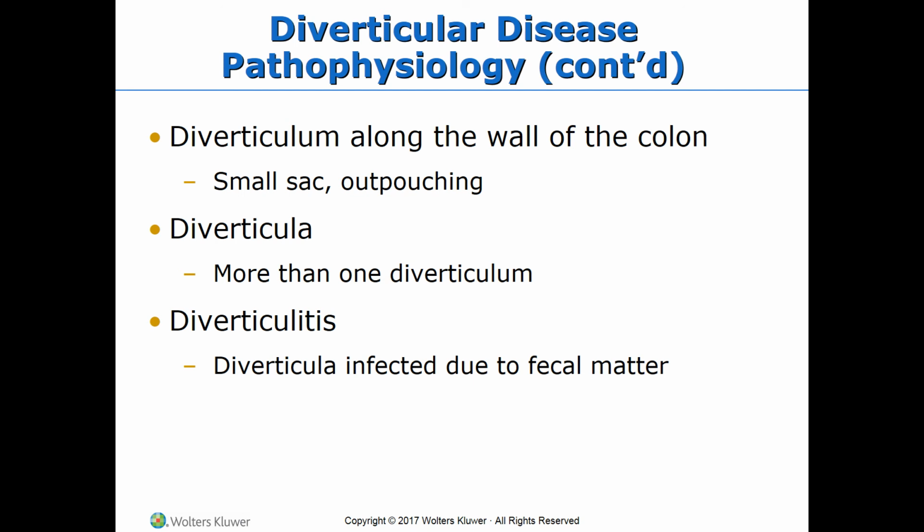Now, the diverticulum is going to be found along the wall of the colon. It's going to look like a small sac or outpouching, and there will be more than one diverticulum. So diverticulum is for singular and diverticula is for plural. Now diverticulitis is the inflammation of the diverticula. And in this case, the most common cause for diverticulitis will be impaction of fecal matter within this diverticula. That can lead to problems because since you have infection in there, you can have perforation of this diverticula, and then of course you will have peritonitis.